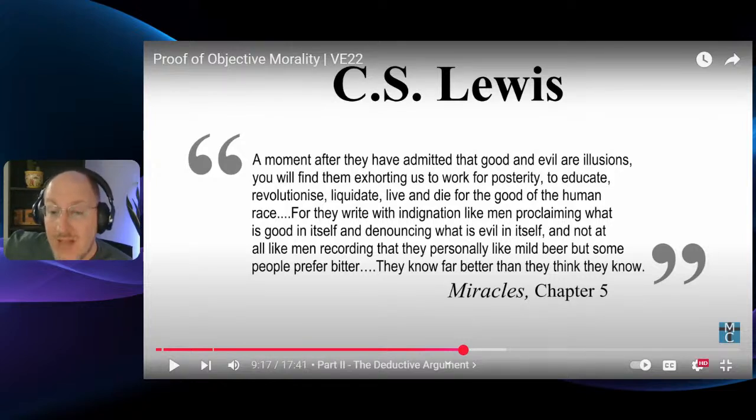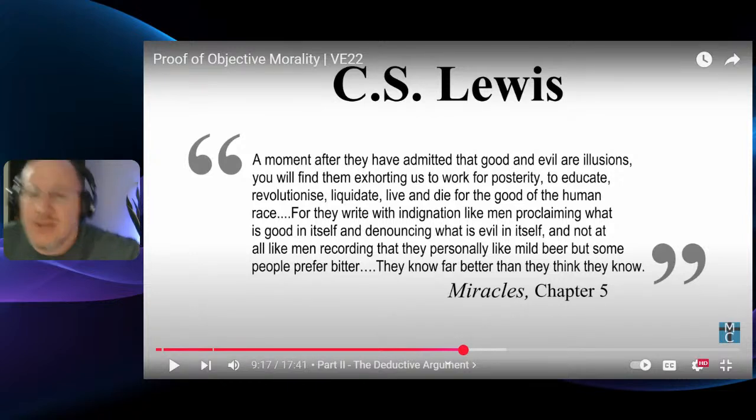So when people say nothing is objectively or stands independently good or evil, and then they go around saying, let's work for posterity, let's educate, let's revolutionize, let's liquidate, let's live and die for the good of the human race. When people do that, they're living like they think that those things are good or bad, permissible and impermissible. Nothing about acting on your normative standards requires you to think that they're good in itself or that it's bad in itself. I could think it's good, but not in itself. I could think it's bad, but not in itself.